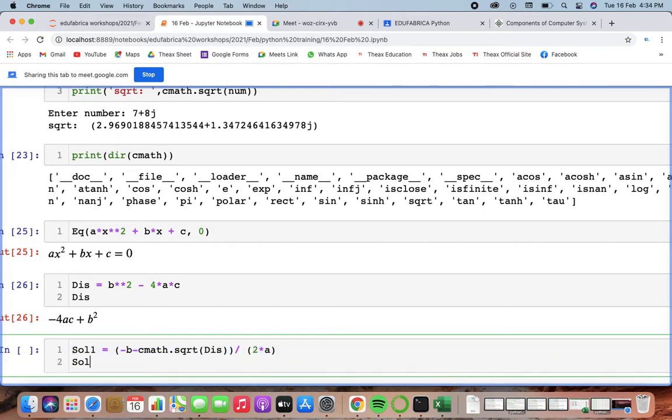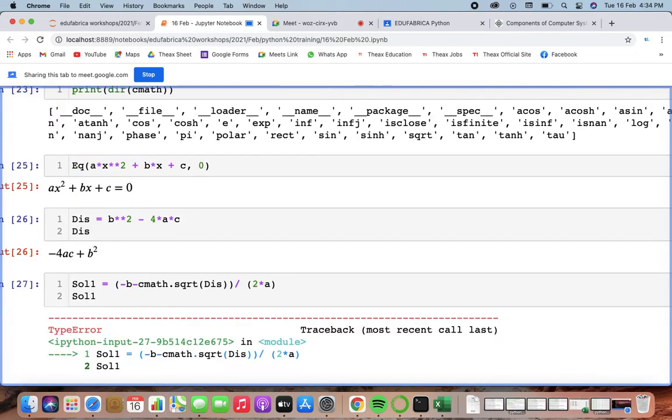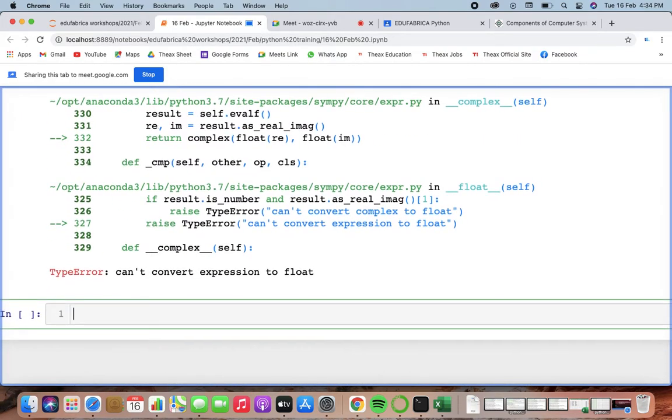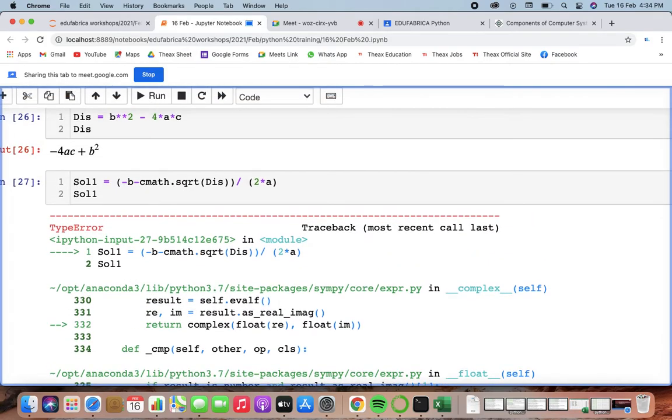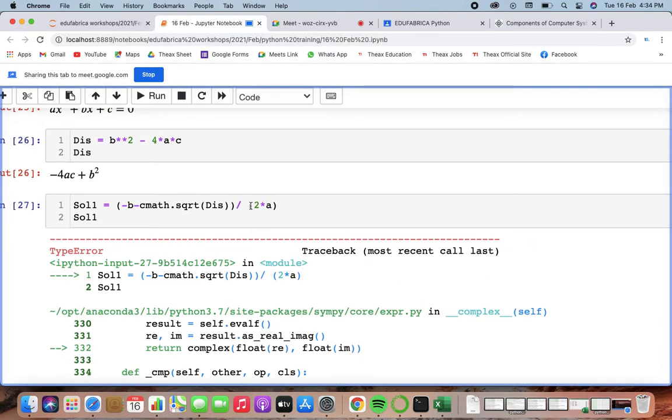Similarly, let me write solve 1. It gets printed as something. What is it? Unconverted expressions to float. Okay, it's a problem. sqrt of this. Alright, no issues.